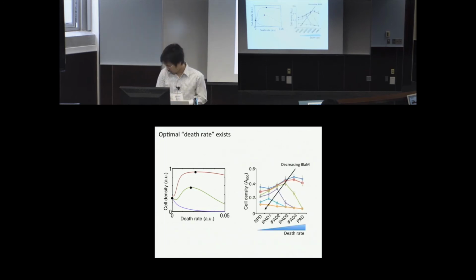So I verified this experimentally. The blue line has the highest public good expression, so you have the optimum probably here. As I decrease the expression of public good, the optimum shifts to the left, and in the end, it disappears and becomes just monotonic. So it's consistent with the model and intuition, and I found an optimal death rate in the system.